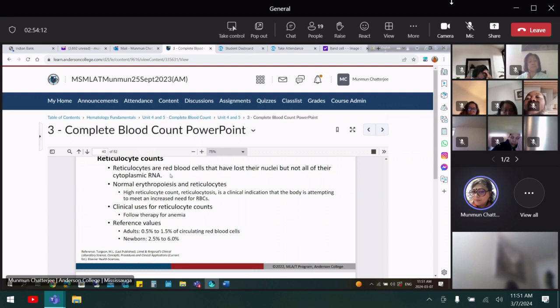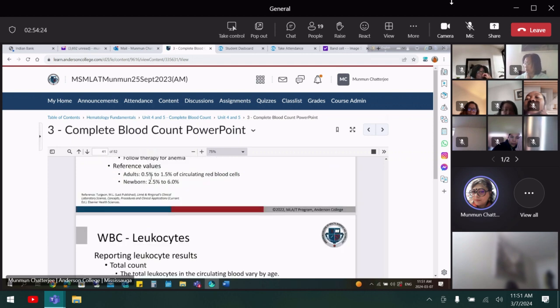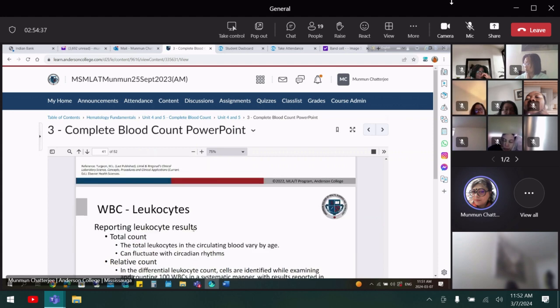What is the clinical use for reticulocytes? Sometimes when there is too much anemia, they call for the reticulocyte count, so follow-up therapy of anemia. The reference value for adults is 0.5 to 1.5% of circulating red blood cells. Newborn is a little bit higher because the RBCs are still forming. They need more and more day by day, as the baby is becoming bigger and older.